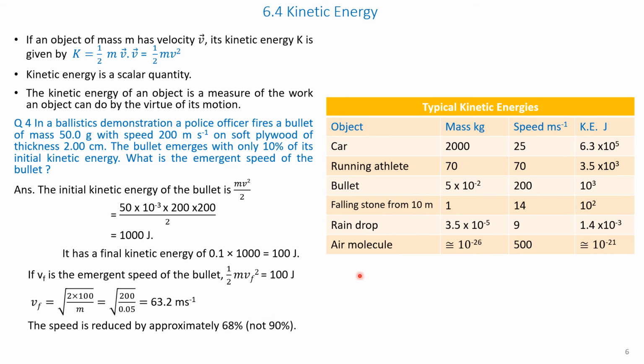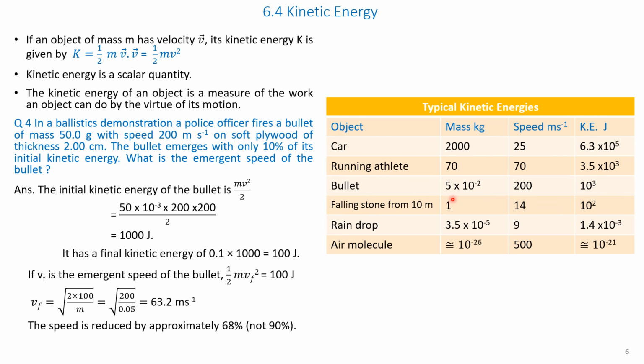So, typical kinetic energies of objects. A car weighing 2000 kgs and moving with a speed of 25 meters per second has a kinetic energy of 6.3 into 10 to the power of 5 joules. Similarly, a running athlete weighing 70 kgs and running with a speed of 70 meters per second possesses a kinetic energy of 3.5 into 10 to the power of 3 joules.